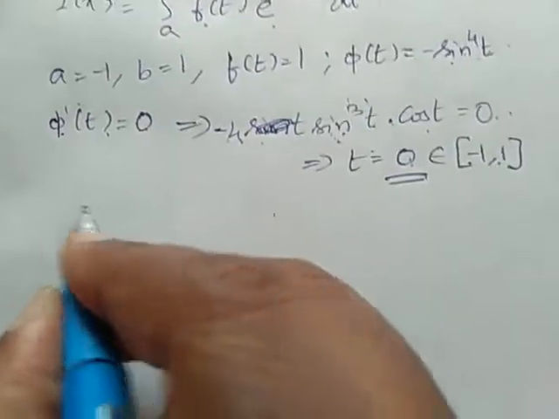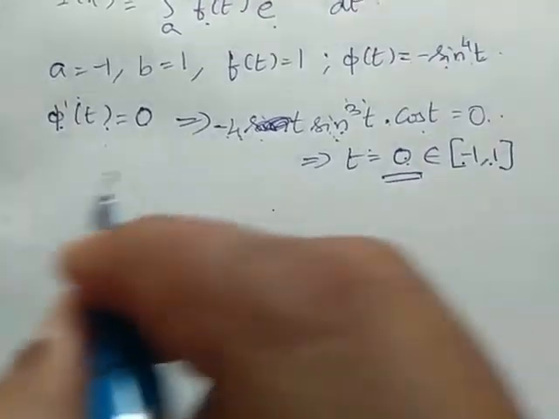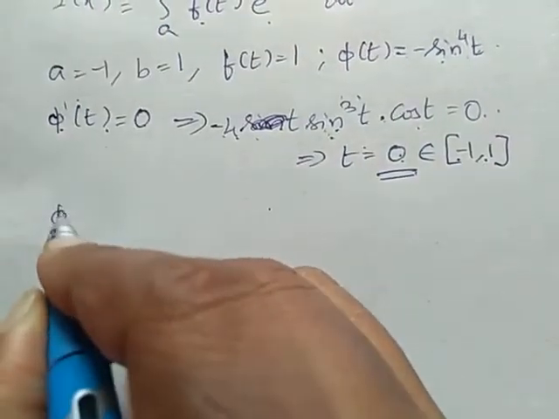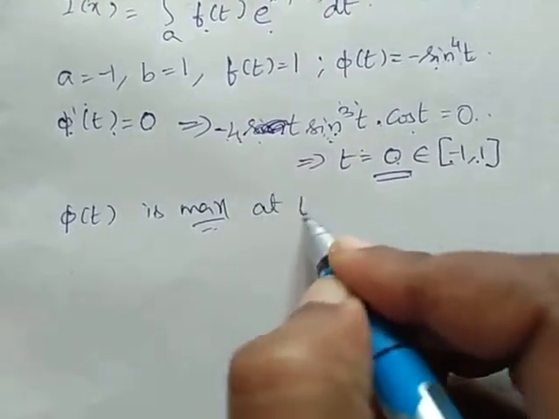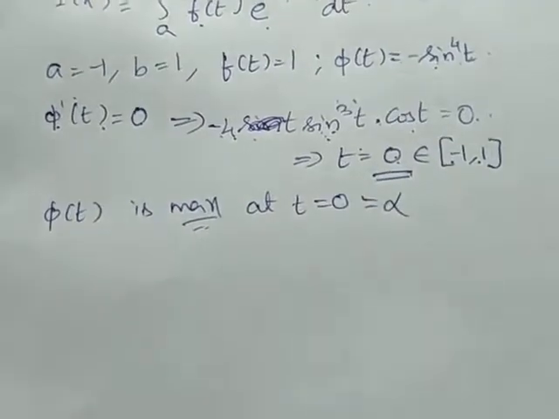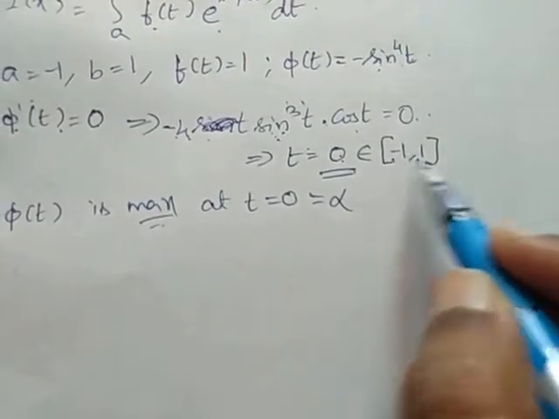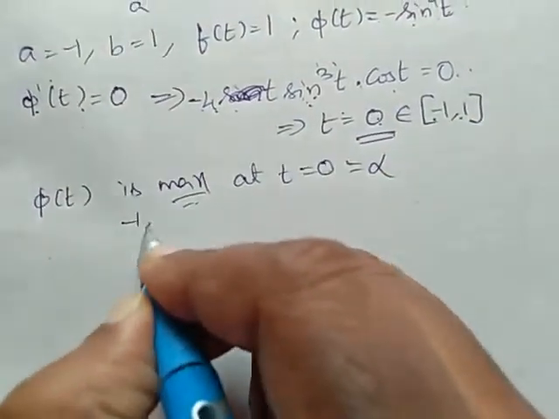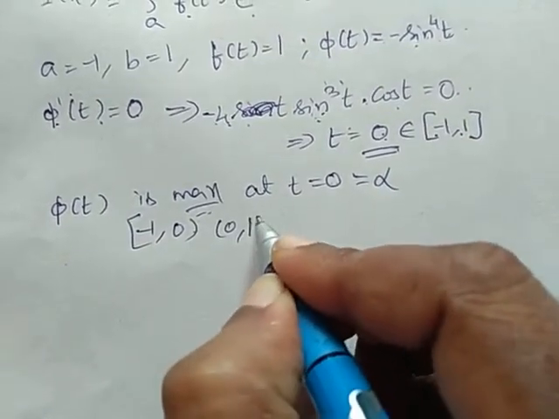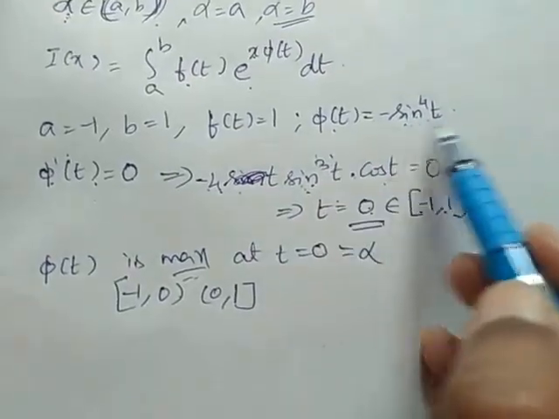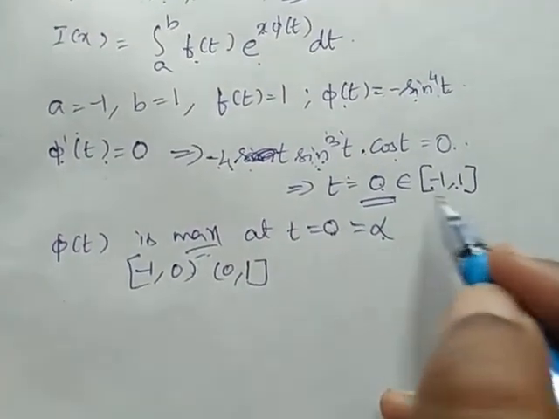Now phi of t is maximum at t equal to 0. So t equal to 0 means our alpha value is 0. See, whatever value we consider here except 0, that is in the open interval from -1 to 0 and 0 to 1, phi of t will be negative. Therefore, at 0 it is maximum and 0 belongs to our interval.